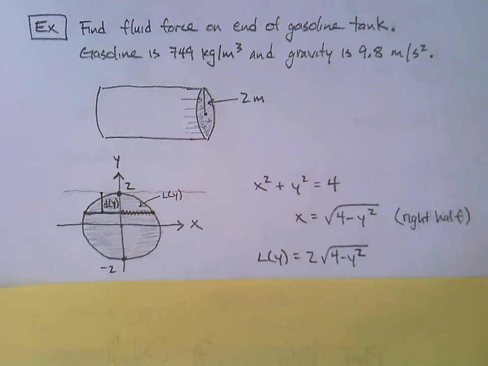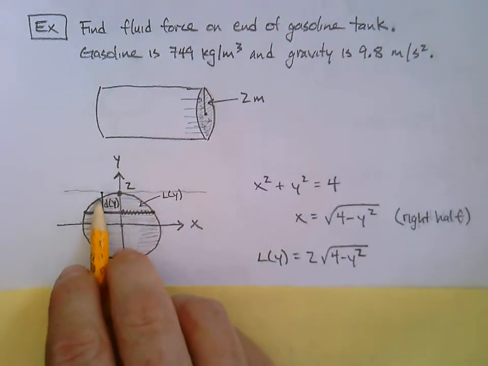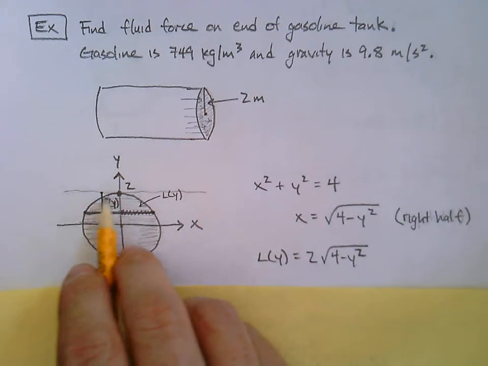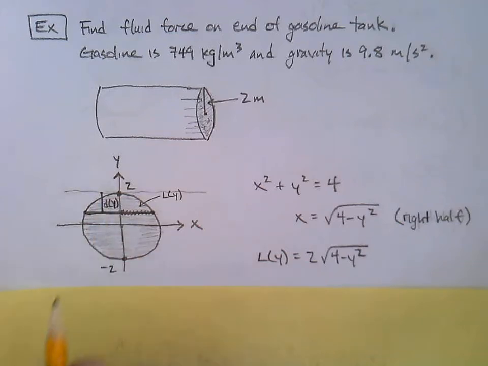Now when it comes to d of y, because of the way we've set up our x and y axes, we want to be careful. The way we set it up in the previous problem, it was very simple. d of y was just y. That's not the case here. Let's look at this very carefully. What is that length there coming down from 2 to wherever we drew our line?